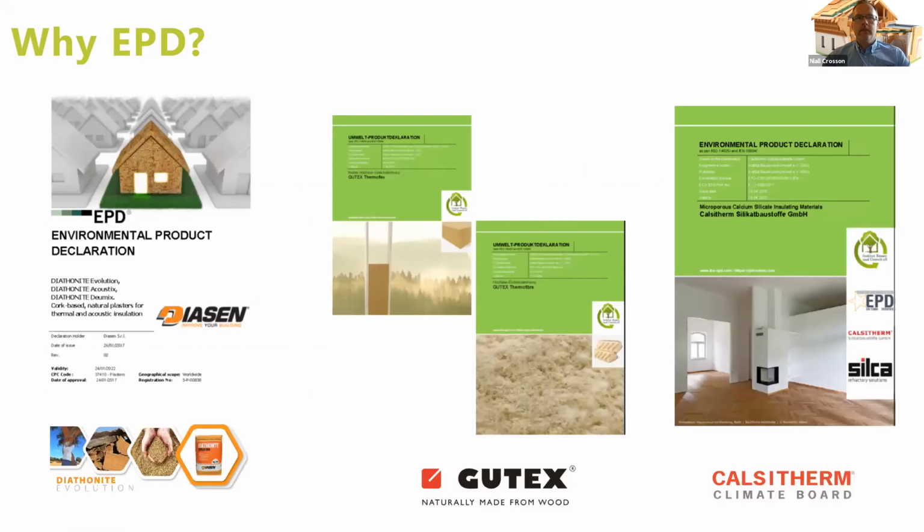So in the context of us, Ecological, these are just a selection of EPDs from different manufacturers. For example, on the left here, we see one for Dyson Cork Lime thermal plasters. This is for Gutex wood fiber, and this is for calcium silicate boards made by a company called Calcitherm. So that's just a selection of them. There are many more from other manufacturers out there, but that's just to give you a view of what an EPD looks like. And we're regularly more and more being asked for these by a number of architects.